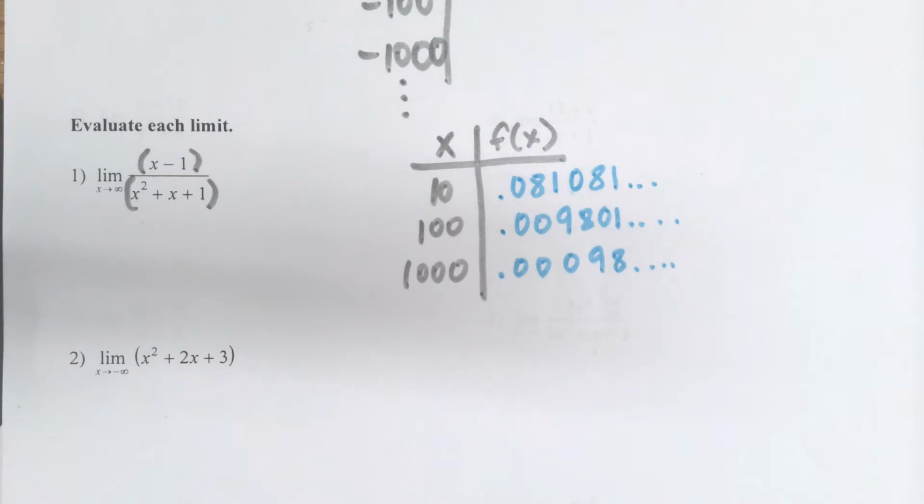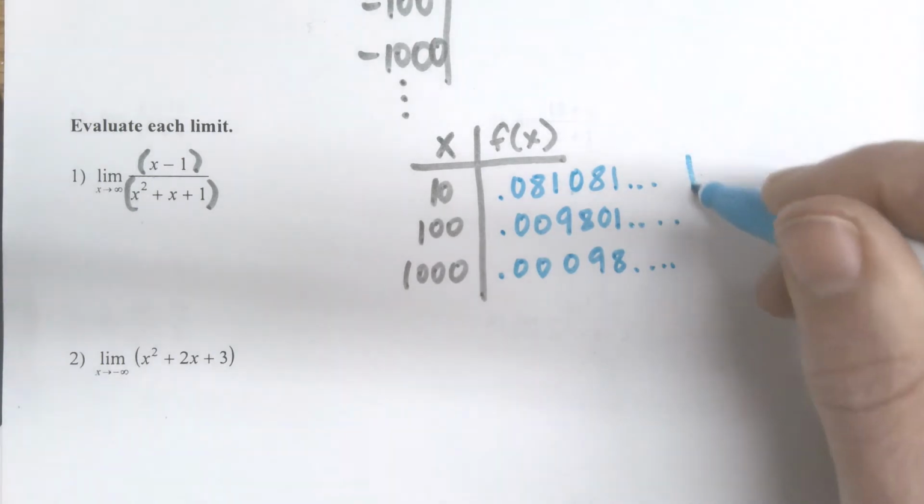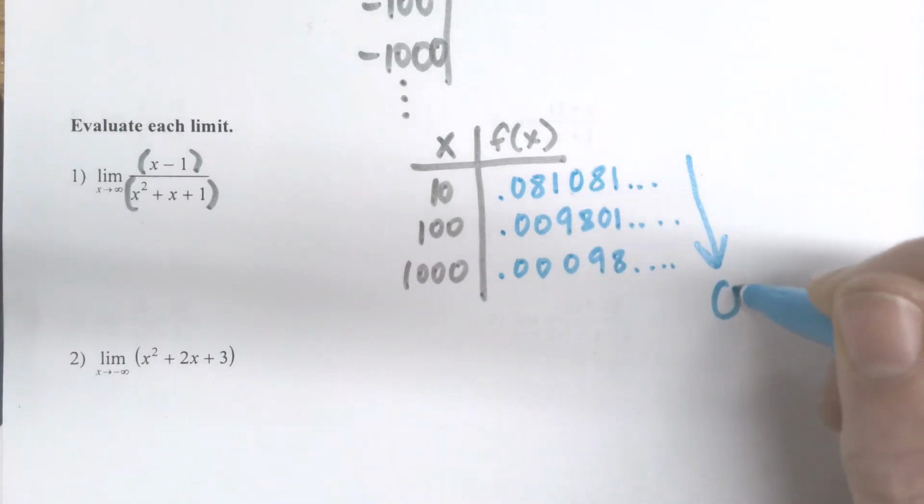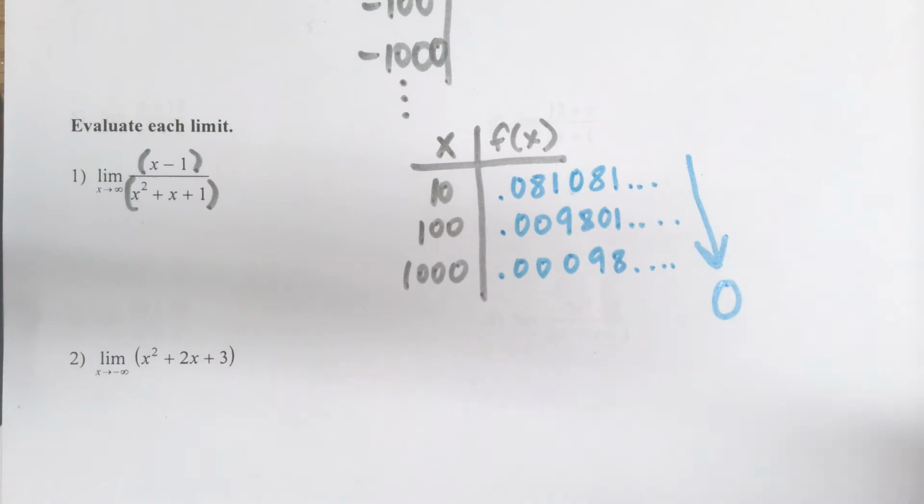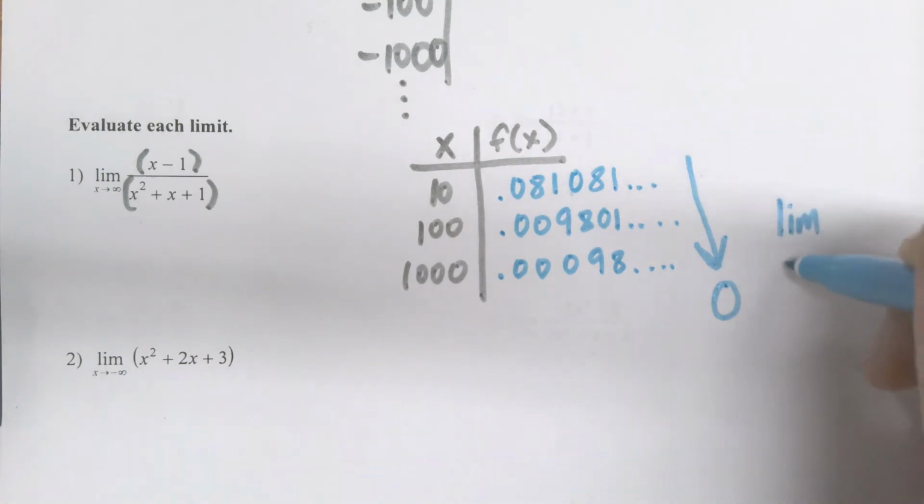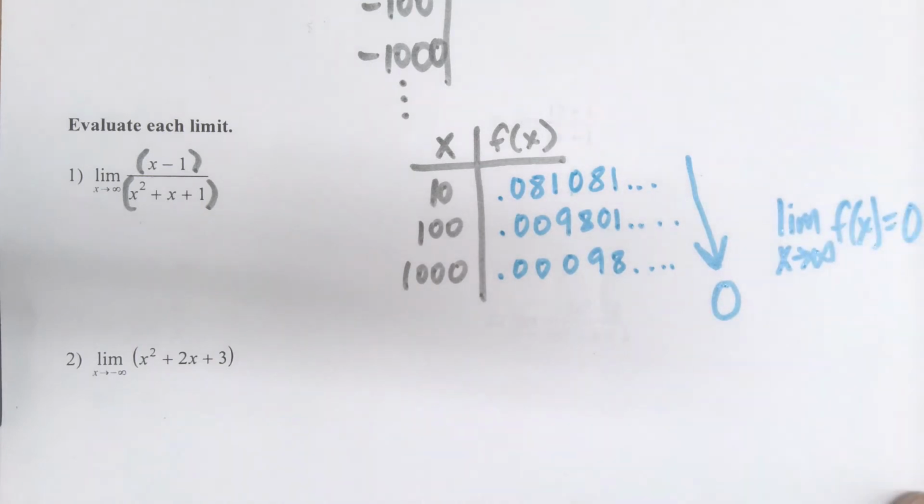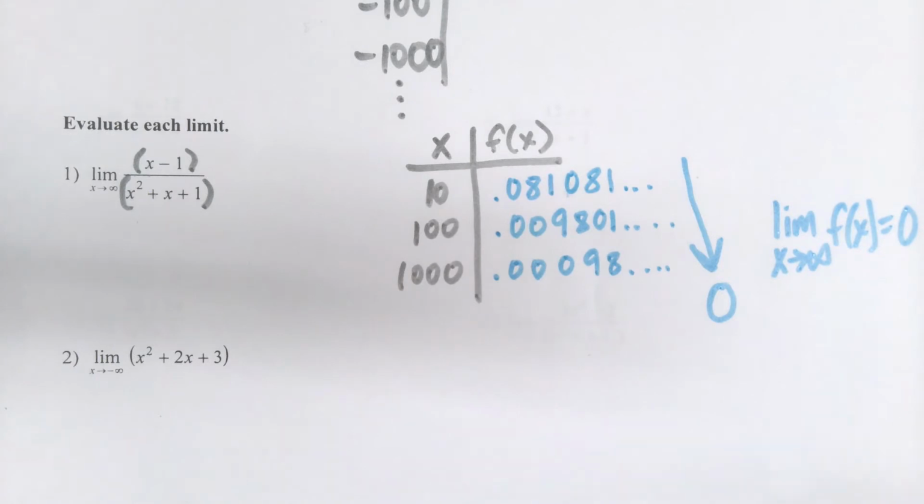Because when I go down to the next one, I notice I have another 0 stuck in there, and I still see that 9. So what I envision happening is next, if I plugged in 10,000, it would probably be 0.00009. And as I keep adding zeros, I'm going to keep adding zeros after my decimal point. So this pattern looks to me like it's approaching 0. So I would say the limit as x approaches infinity of this function is 0. That's what it appears to me is happening.